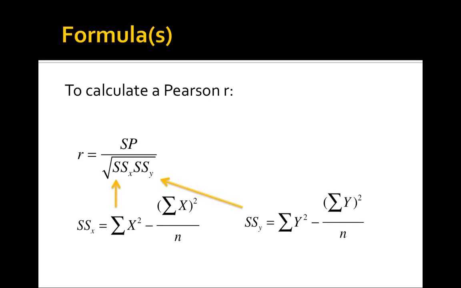So here are the two formulas. This is for SSX and SSY. You'll note they are essentially the exact same formulas. The only difference is that for SSX, we replace those with the X values. For SSY, replace those with the Y values.